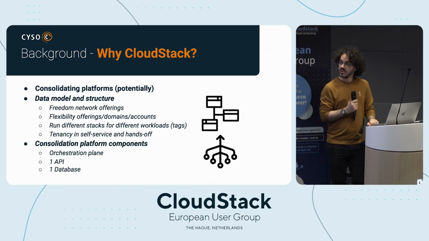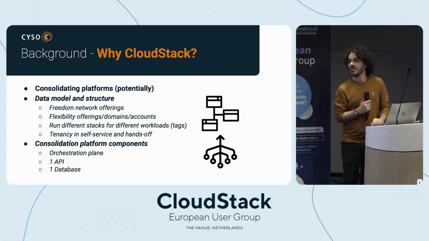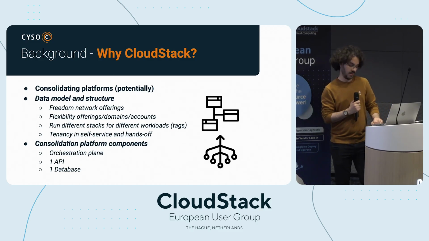And then, of course, the platform components. So it would be nice if we can consolidate our orchestration plane. In this case, this would be the CloudStack management server. We can consolidate our APIs, the CloudStack API, one API, and of course the database to keep the state of everything, which would be the CloudStack database.